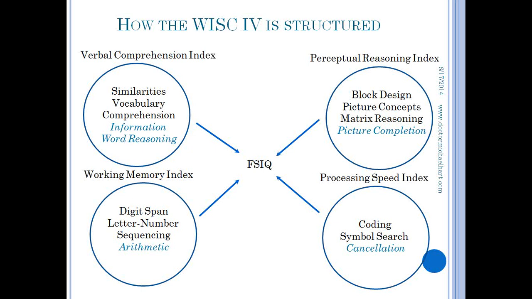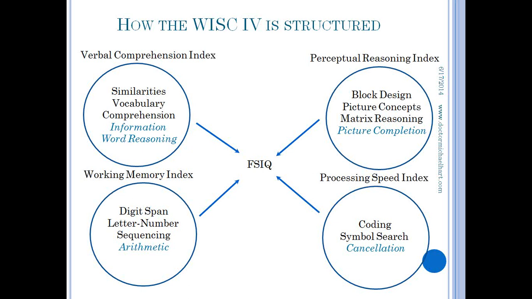So you can see verbal comprehension is comprised of 3 subtests. Perceptual reasoning is also comprised of 3 subtests. I'm going to go through those subtests with you. And then working memory has 3, processing speed has 2.